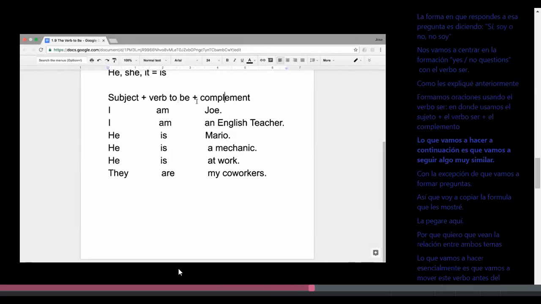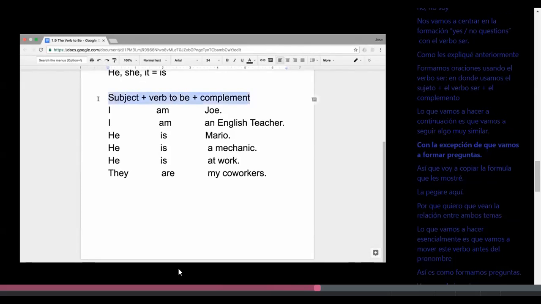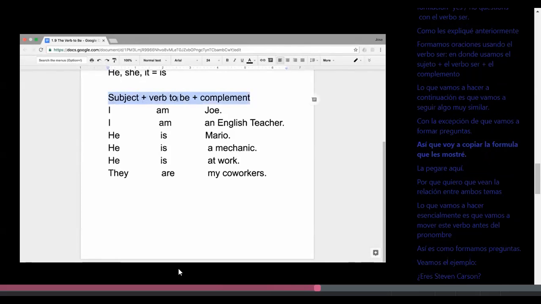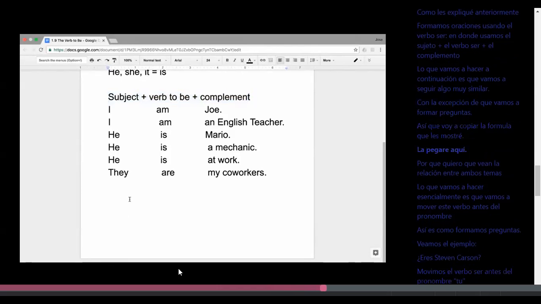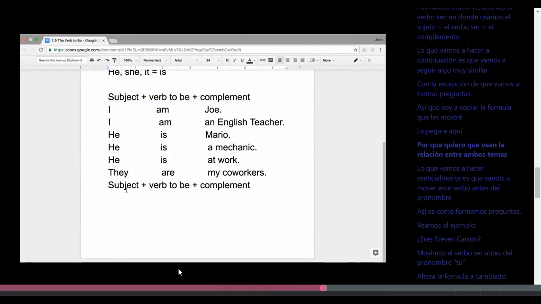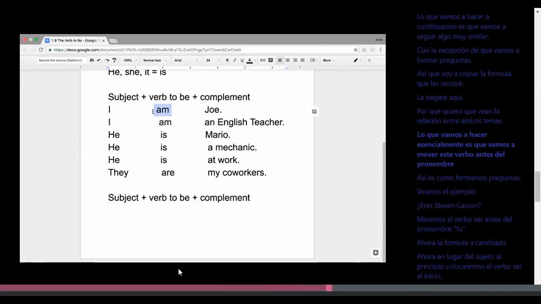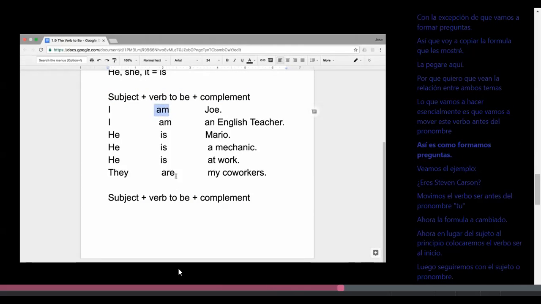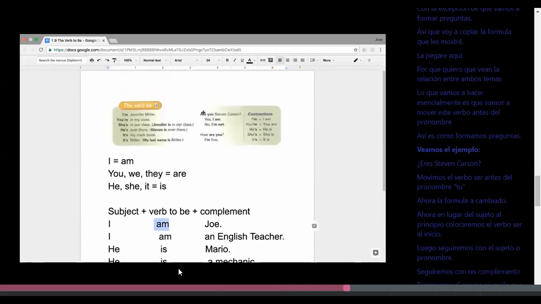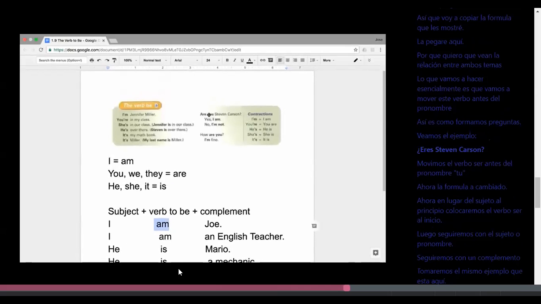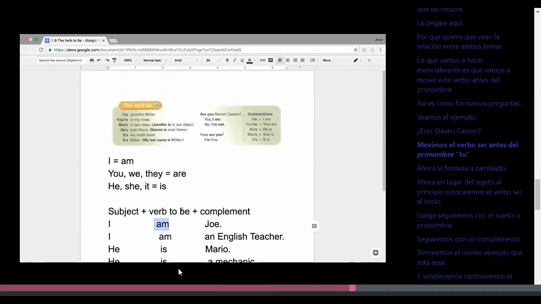What we're going to do next is follow something very similar, with the exception that we're going to form questions. So I'm going to copy this formula and paste it here because I want you to see the relation between the two. Essentially, we're going to move the verb to be before the pronoun, and that's how you form questions. So look at the example. Are you Stephen Carson? We move the verb to be before the pronoun, that's you.